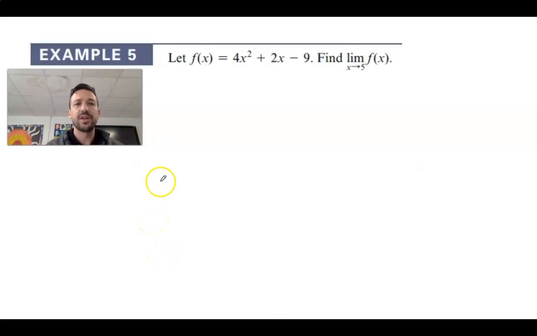Let's do some problems here. First thing, remember, we just plug it in. Let's just see if it works. So this is our function, and we're doing the limit as x approaches 5 of this function. So we're just going to plug in 5 and see if that gives us anything.